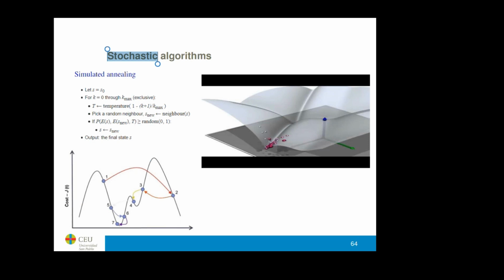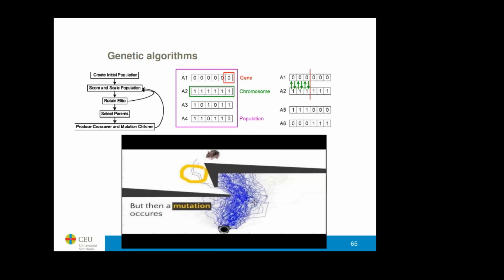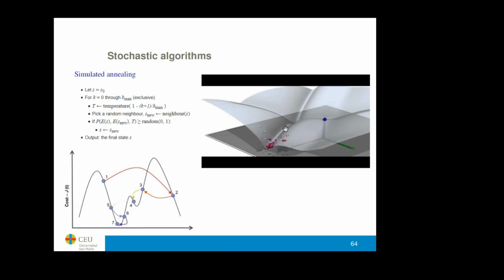So at the end, with time, you see the temperature goes down. K is the iteration. And here there is a video that shows how. Doesn't show. Okay, so there is a video.